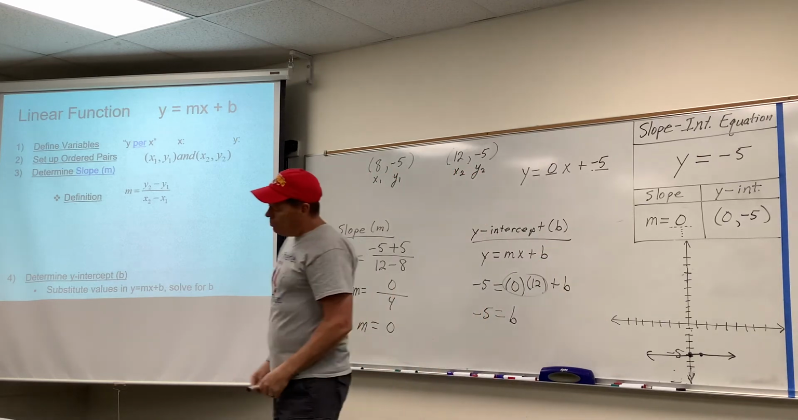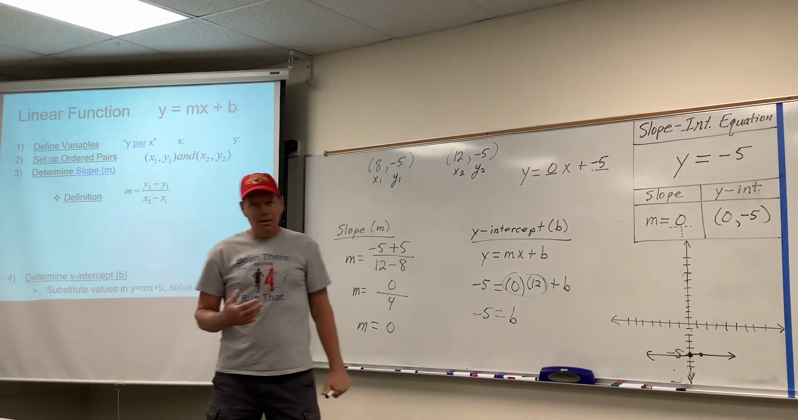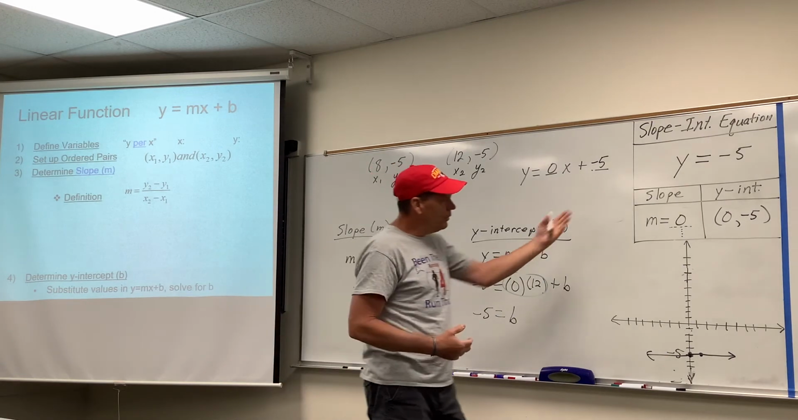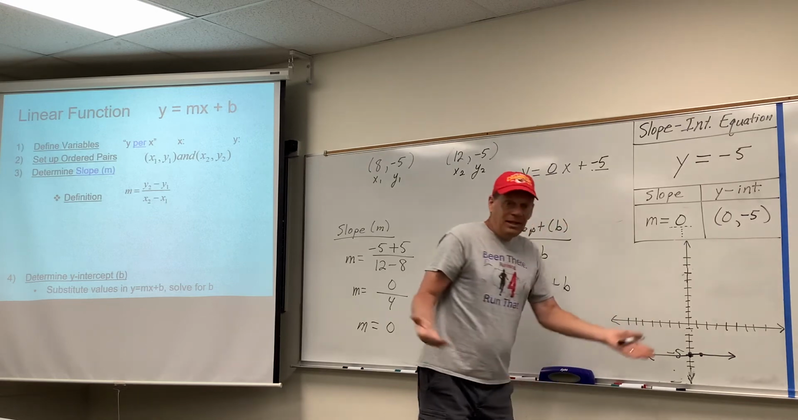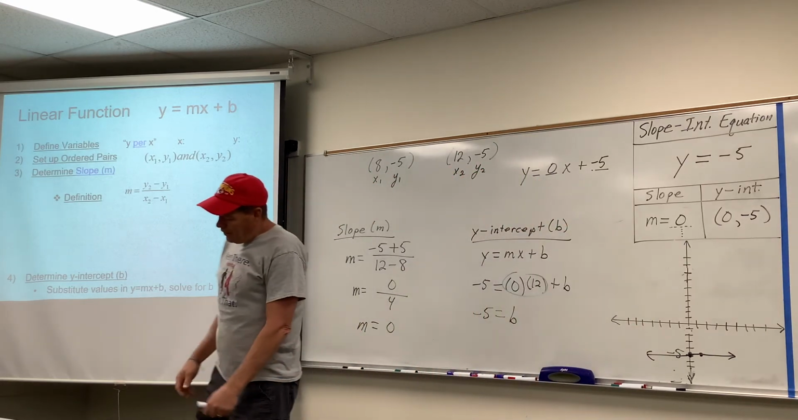But again, I'm not a big believer in memorizing that would be a horizontal line. 0 over 1. Rise 0, run 1. There you go. Horizontal. That's done. Okay? So I think we handled that one.